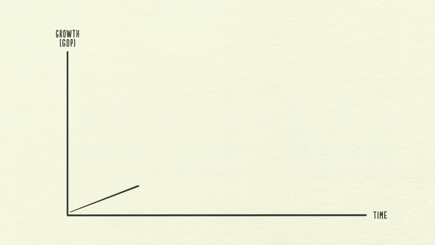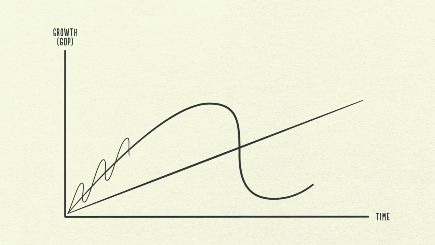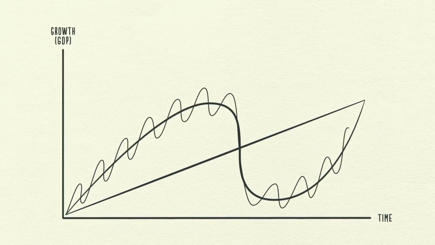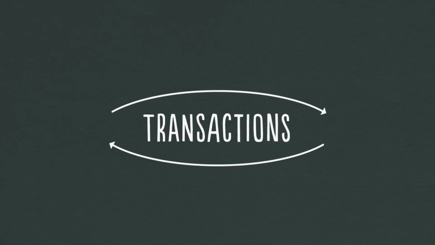We'll look at these three forces and how laying them on top of each other creates a good template for tracking economic movements and figuring out what's happening now. Let's start with the simplest part of the economy, transactions.